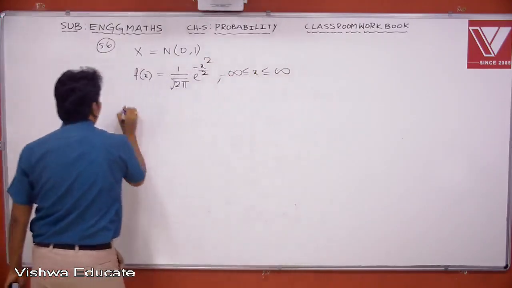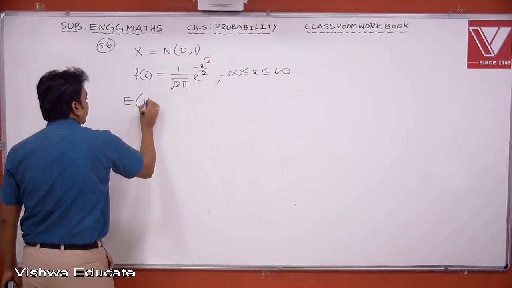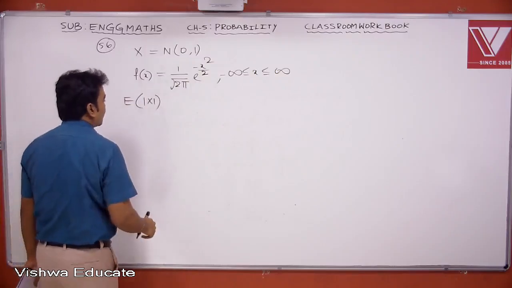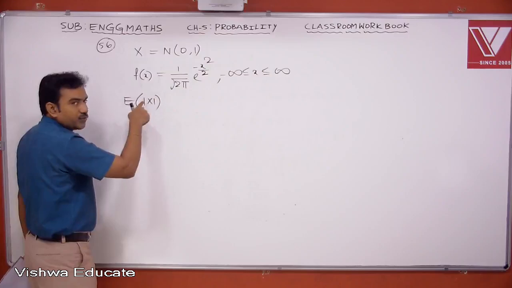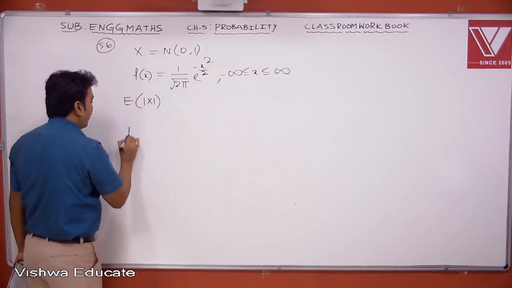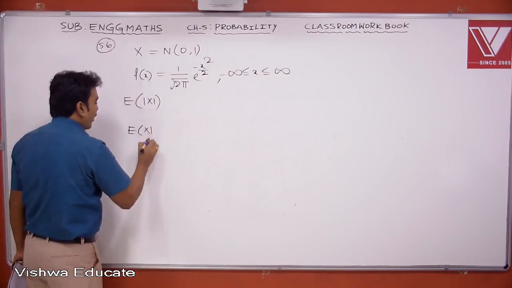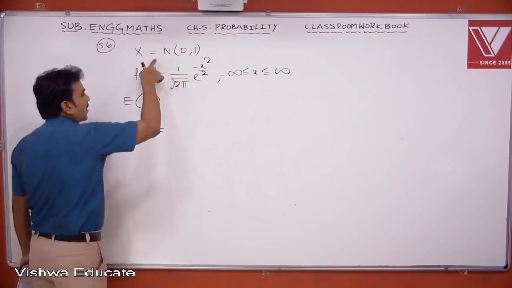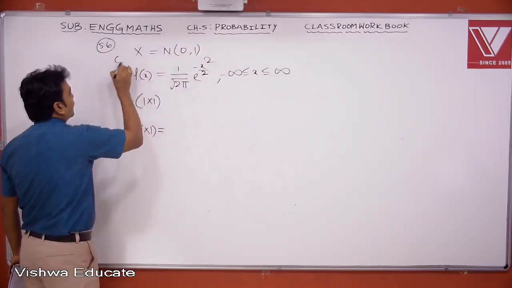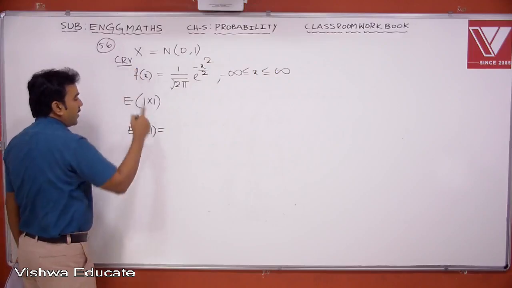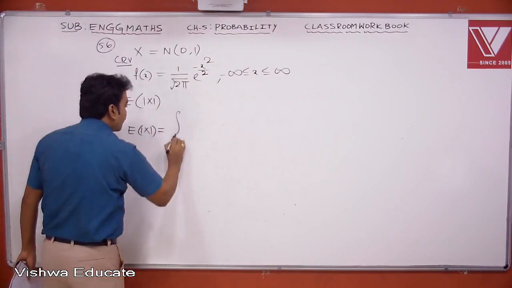Now we need to find expectation of mod x. So therefore this is mod x function. Now let us see how to evaluate this. Expectation of mod x equal to, since it is a continuous random variable, the expectations are defined in terms of integrals.